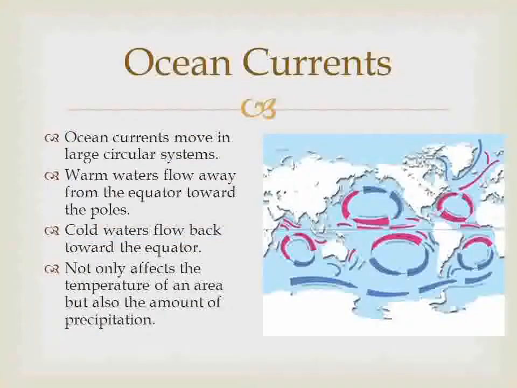Now ocean currents. The climate of the coastal region is also influenced by ocean currents. Warm ocean currents raise the temperature of the places, while cold currents lower the temperature of places. Thus, coastal places may be warm or cold depending on the type of ocean currents that wash its shore.